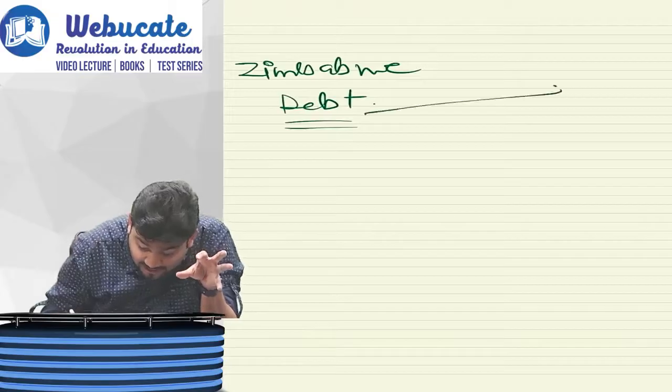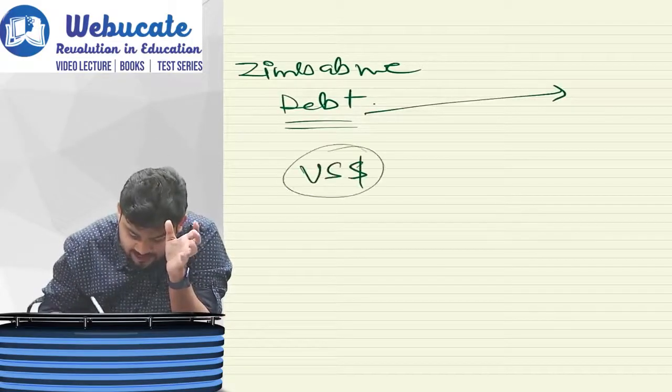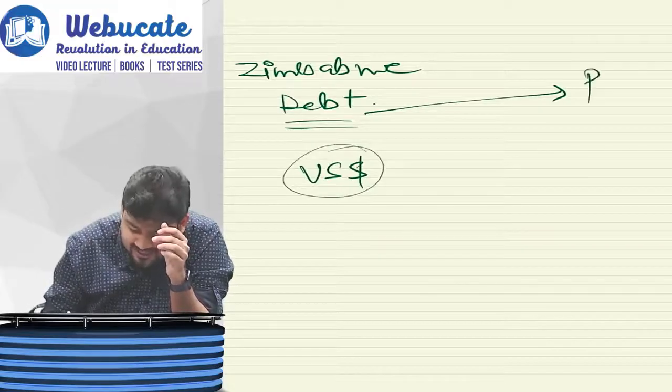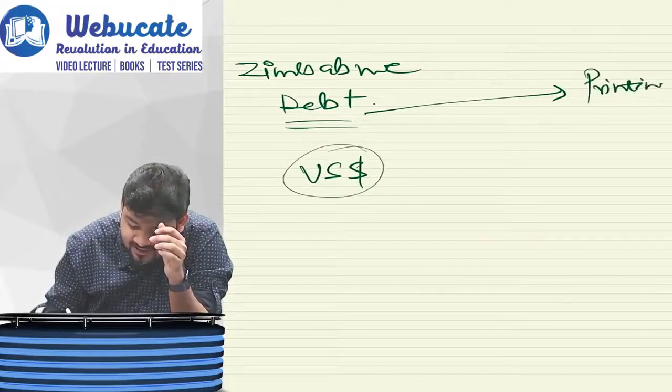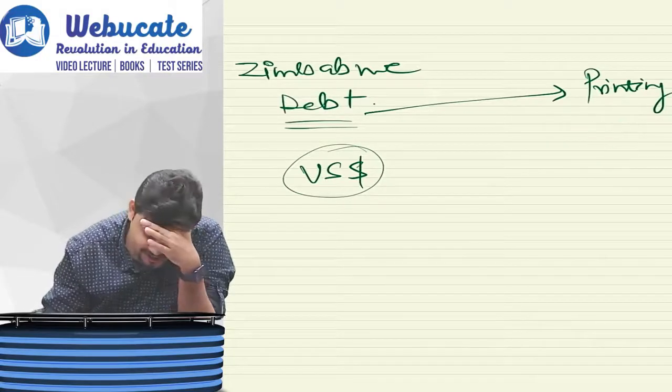Now Zimbabwe is under a little bit of debt. In order to get out of this debt, do you know what Zimbabwe did? Zimbabwe had taken a lot of US dollar debt. Zimbabwe started printing currency in an unlimited manner. Gosh. Why?